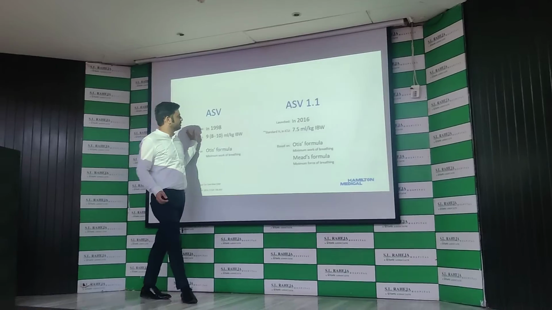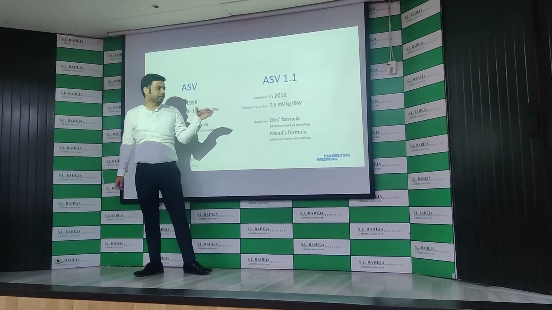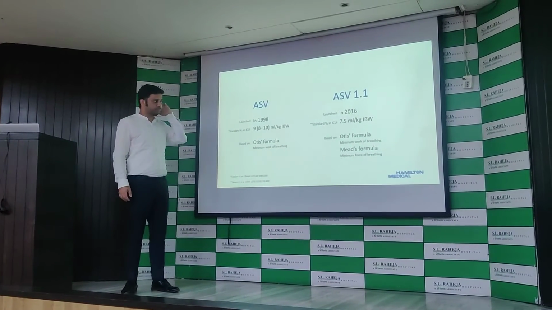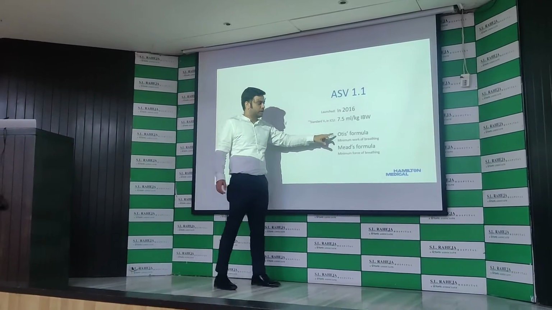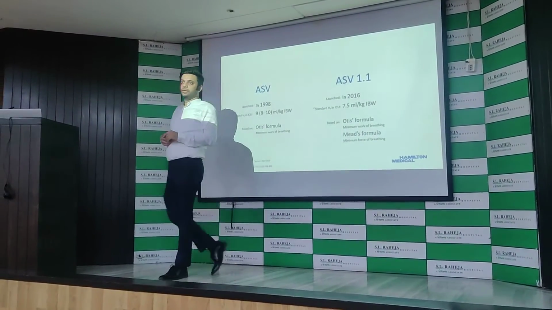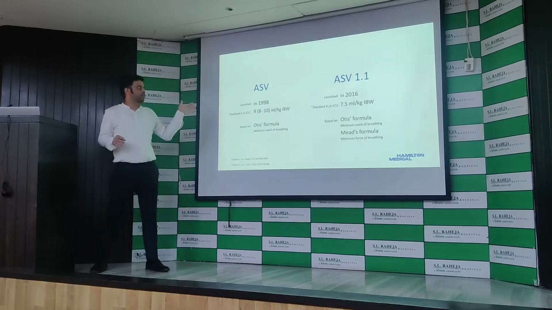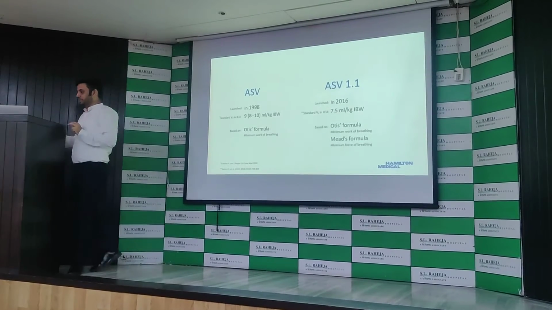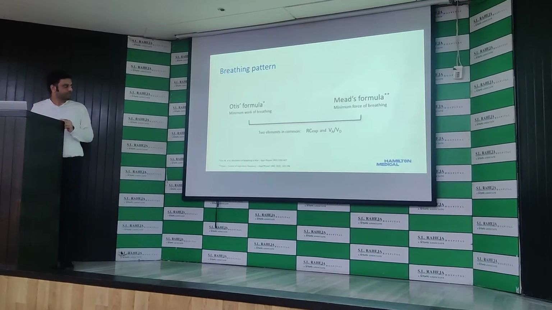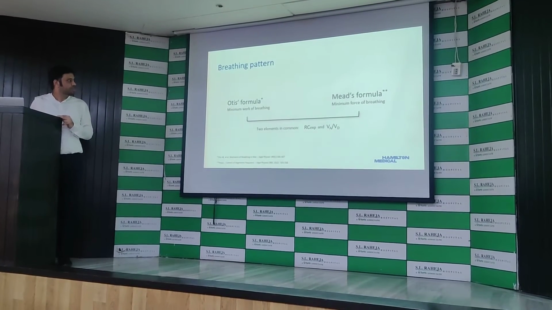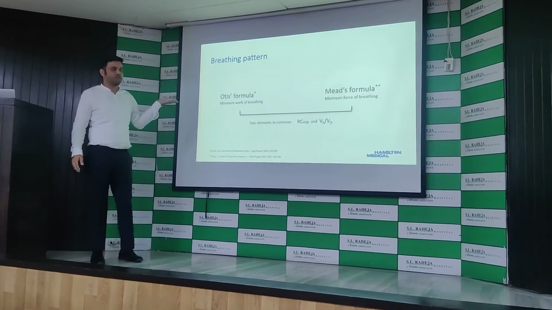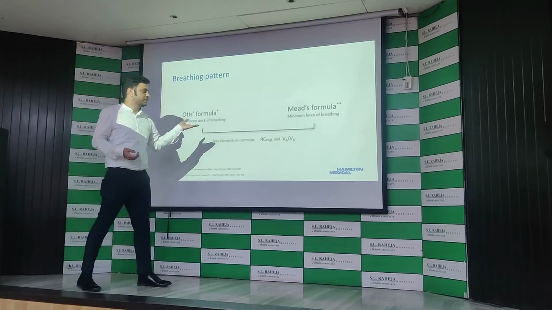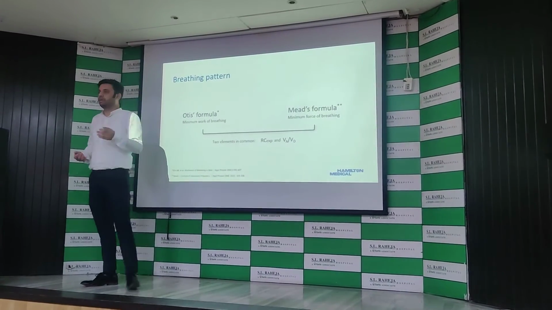But then again, it was relaunched in the year 2016, where they have come with the new volume part, which is 7.5 ml per kg for the ideal body weight, and it is based on both the Otis formula and the Meets formula, as explained by Dr. Laga in her slides. So this is exactly what we have right now, ASV 1.1 version in the machine. So again, this is I guess explained by her in terms of the Otis formula and the Meets formula. So we have two elements in common, which is the time constants, and the alveolar ventilation and the dead space ventilation.